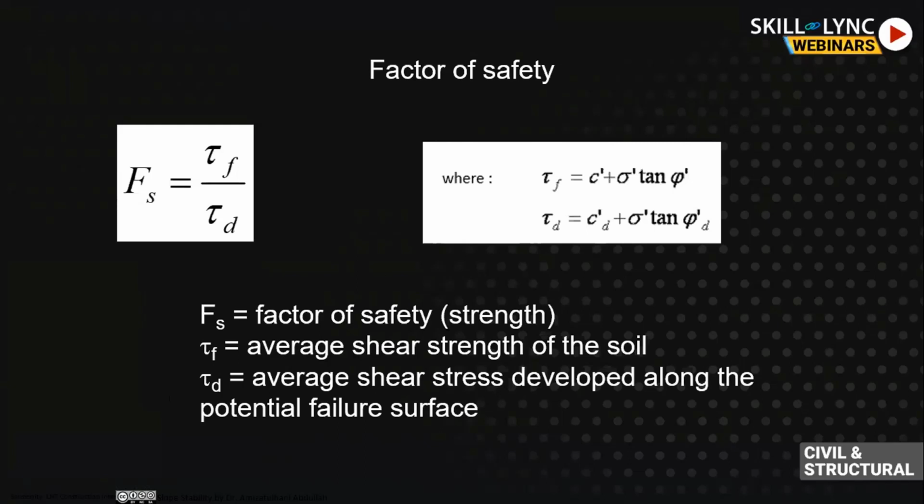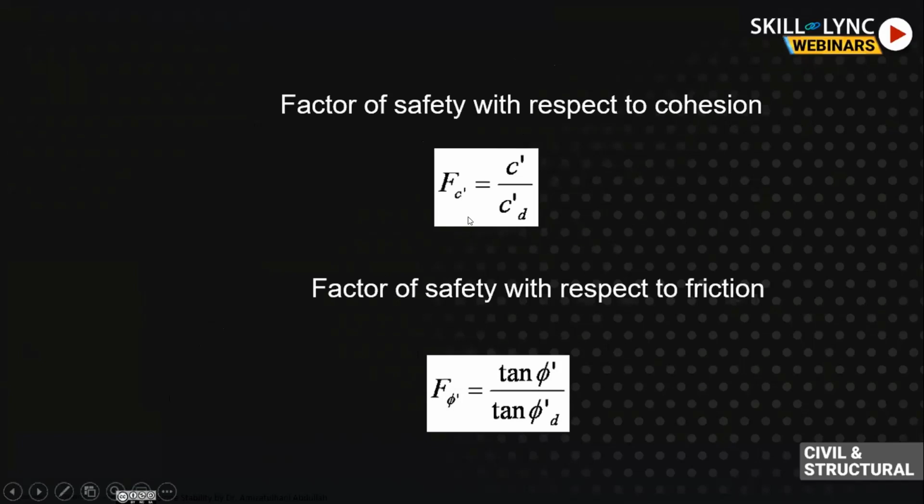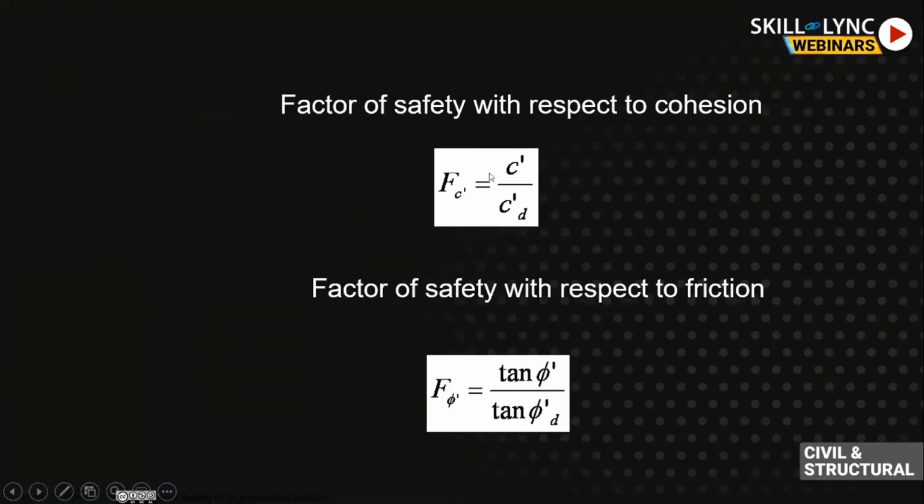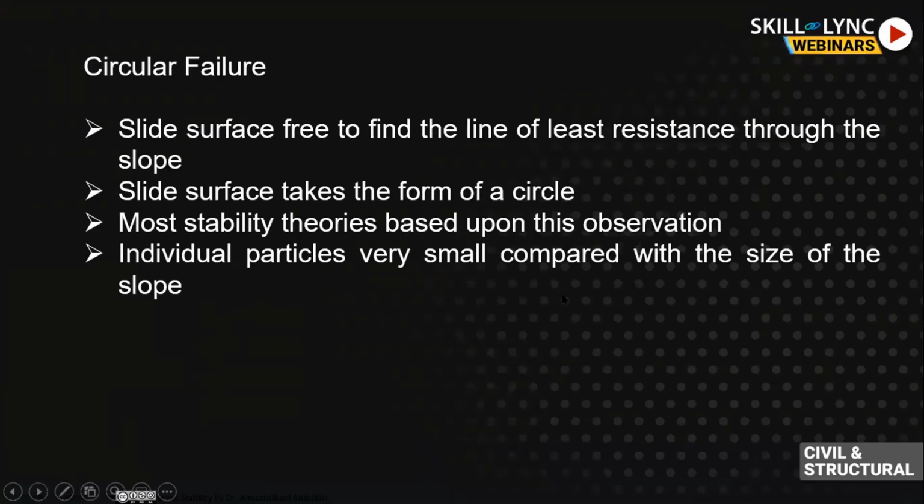Tau F is the average shear strength of the soil. Tau D is the average shear stress developed along the potential failure surface. When we express factor of safety with respect to cohesion, it will be c dash by c dash D, and with respect to friction, tan phi dash by tan phi dash D. These are the various definitions for factor of safety.